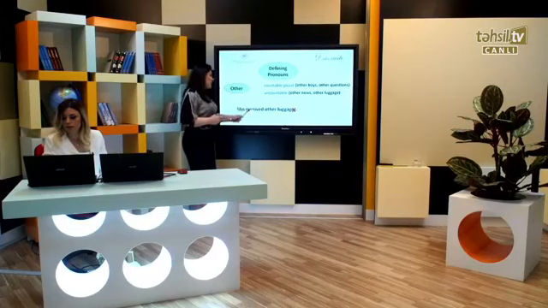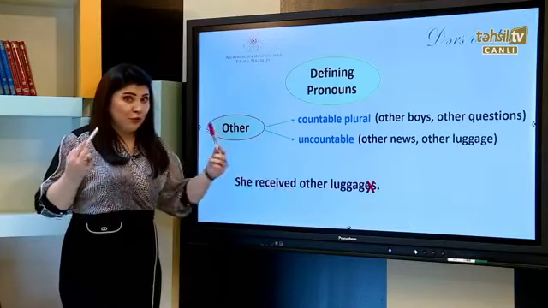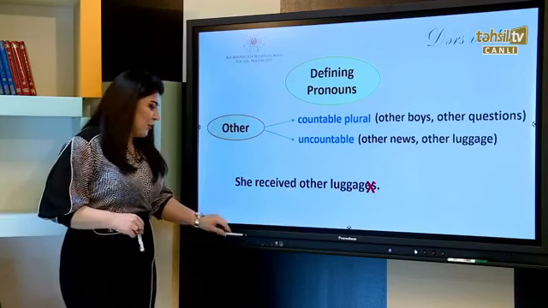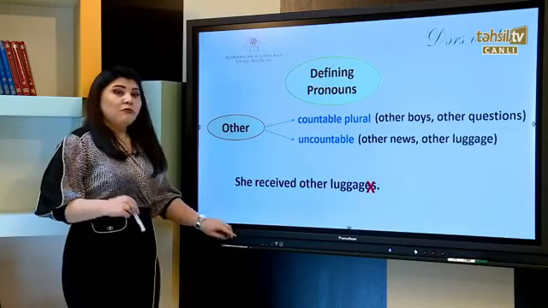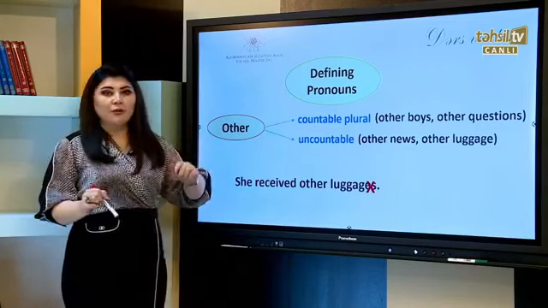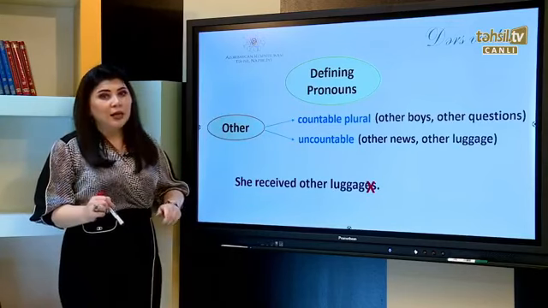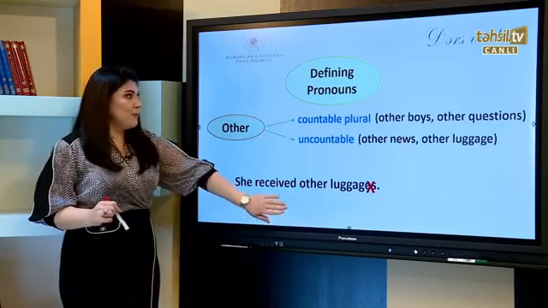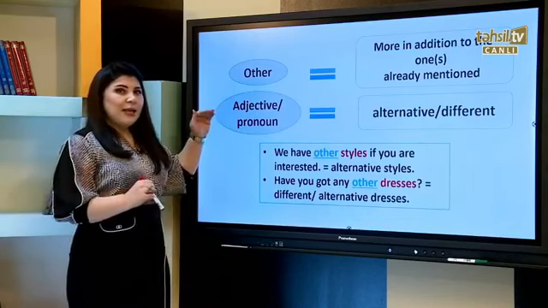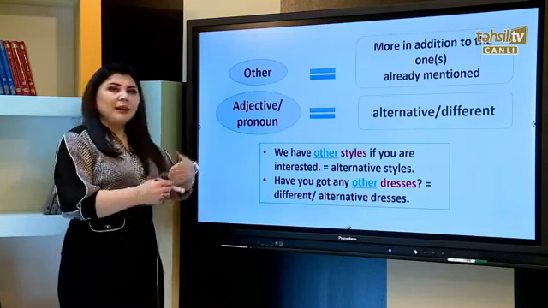For example, she received other luggages. You know that luggage is an uncountable noun. It is used only in singular. So one more time, bear in your mind that other is used with countable plural nouns and uncountable nouns that are always singular. Then let's study other and the other, another.